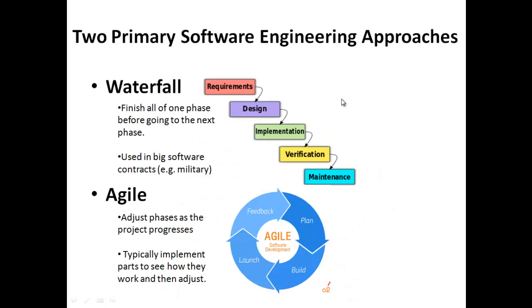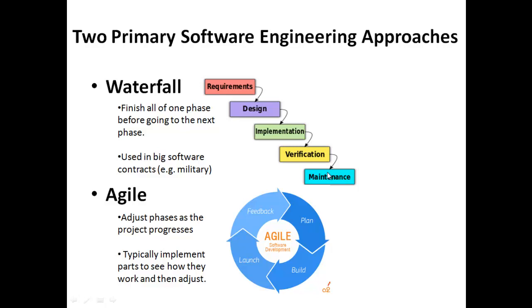Software engineering usually involves phases, such as the requirements phase, where you figure out what the software is going to do, usually with the customer. The design phase, where you design how the software is going to work. The implementation phase, where you code it and actually create software. The verification phase, where you test that the software meets the requirements. And then a maintenance phase, where you maintain the software.